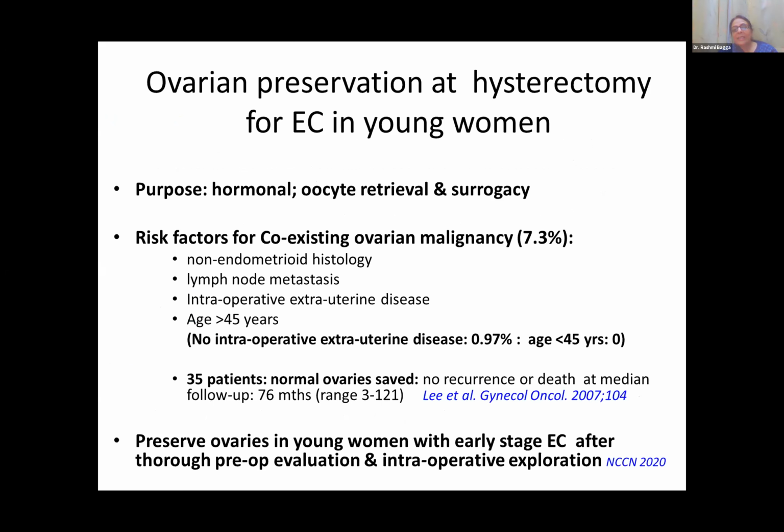if a woman is less than 45 years of age and there was no intraoperative evidence of extrauterine disease on extensive exploration, then the risk of coexisting ovarian malignancy had dropped to 0.97% or 0%, which was otherwise higher at 7.3%. So given this finding, some of the women can be selected for this purpose also, and here the ovary may give a function of hormonal as well as for a possible oocyte retrieval and surrogacy later on.